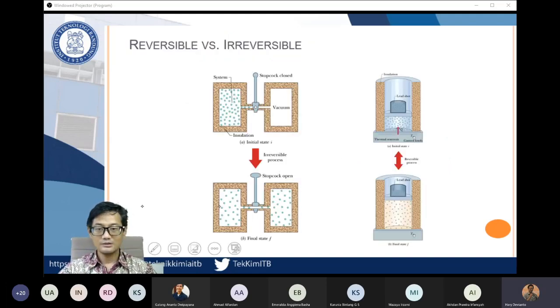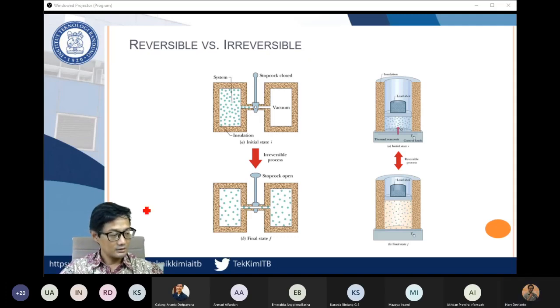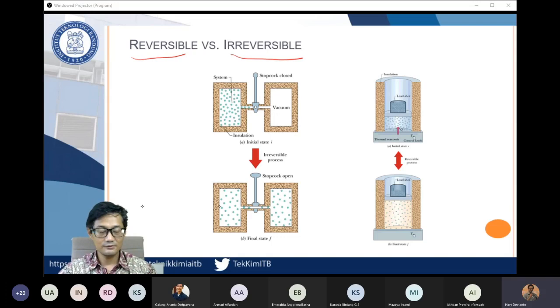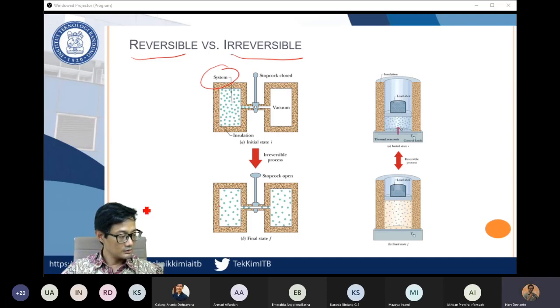Okay, now please understand this condition. There are reversible and irreversible cases in thermodynamics. The simplest example you can find is in this diagram. Let's say you have a system on the left which consists of a certain gas, and you put insulation on it. You lock it using this stopcock valve. This is the initial state.